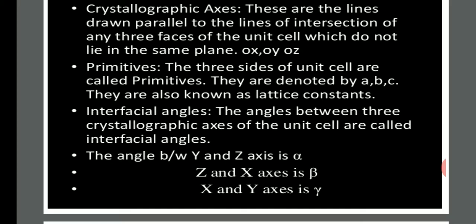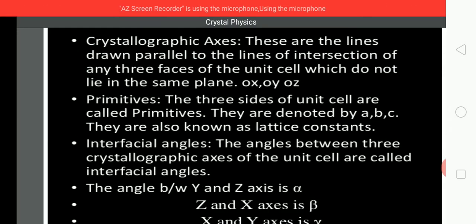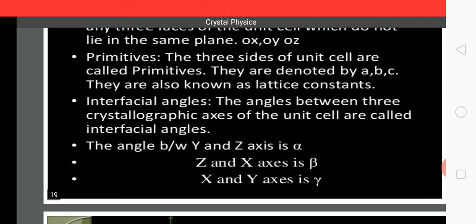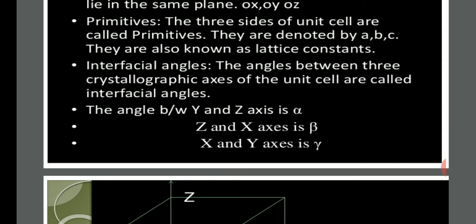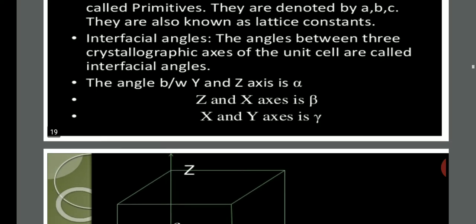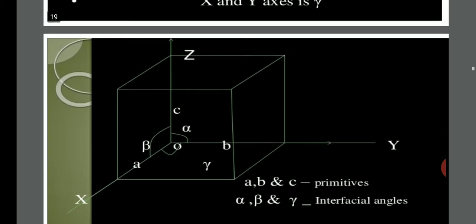Now crystallographic axes. These are the lines drawn parallel to the lines of intersection of any 3 faces of the unit cell which do not lie in the same plane: OX, OY and OZ. Primitives. The 3 sides of the unit cell are called primitives. They are denoted by A, B, C and they are also known as lattice constants.